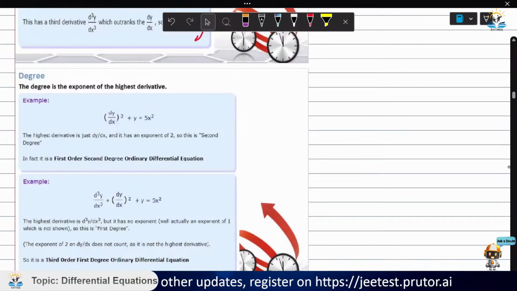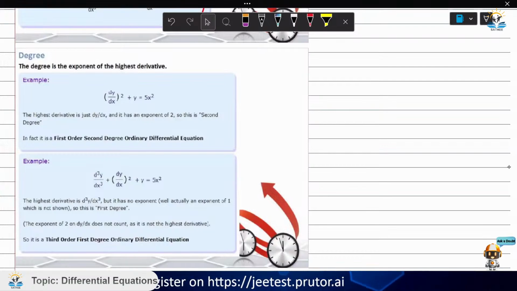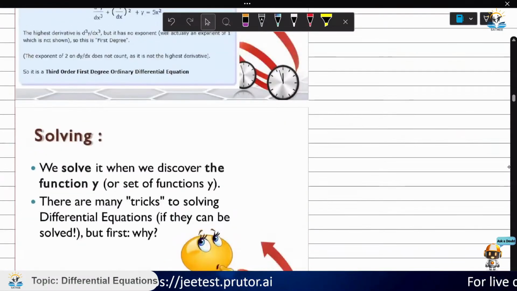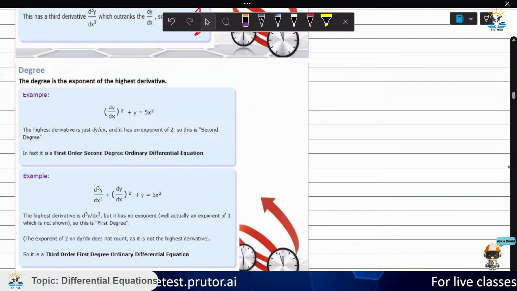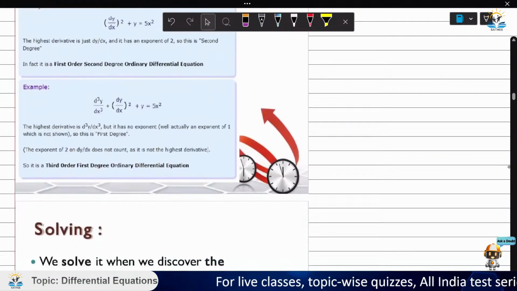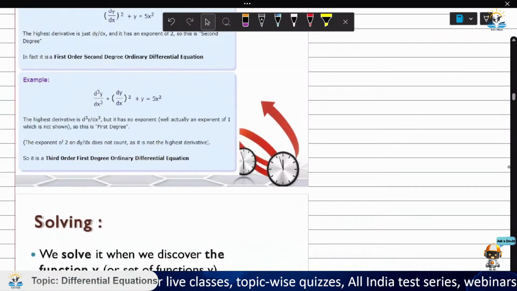I think there is a mishap. So degree is being called the highest power of the derivative. So it is not the highest power of the independent variable as I stated earlier. It is the power of the highest derivative.